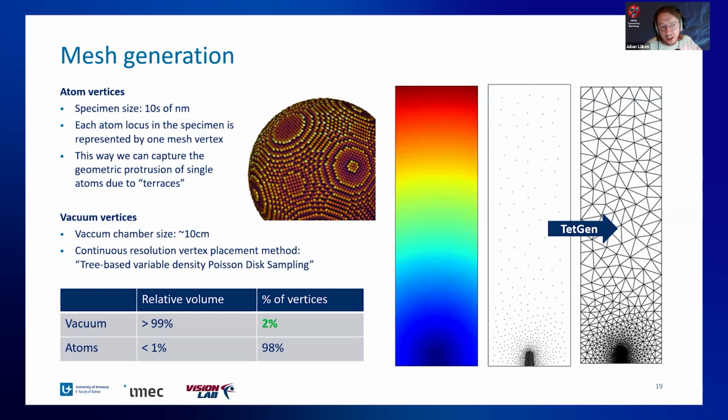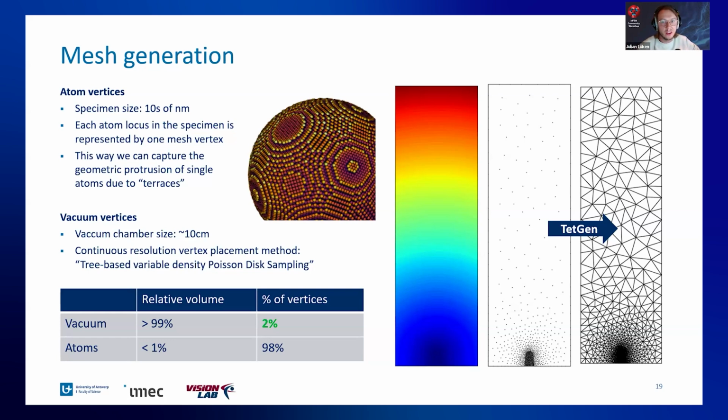So when generating a mesh in ADAPTS, we first place vertices in our domain and then perform a tetrahedralization. This is a different way of generating meshes. Each atom locus in the specimen is represented by one mesh vertex, and this way we can capture the geometric protrusion of single atoms due to the terraces that we can see here. For the vacuum vertices, we use a different generation strategy. Here we use something called tree-based variable density Poisson disk sampling to essentially capture the shape of the specimen in the part of the vacuum that is very close to the specimen.